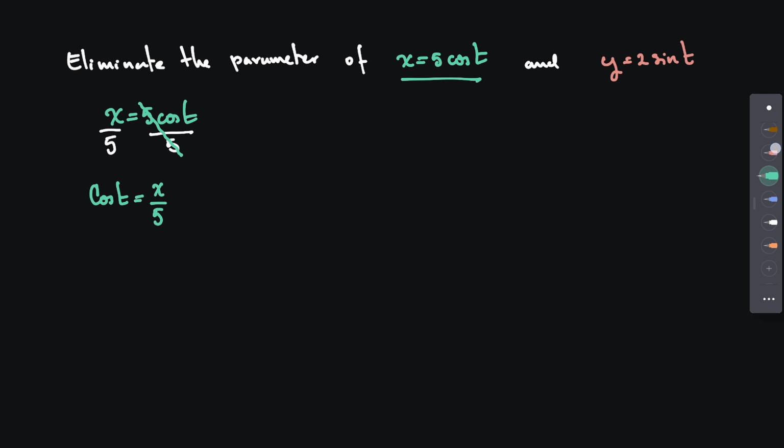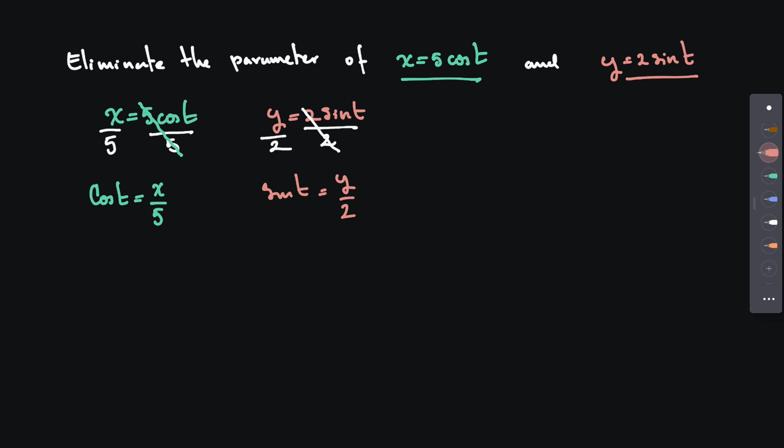So now let's do it with the other one. So we're going to solve this one for sine of t. So we have y equal to 2 sine of t. And again, if we want to get rid of that 2, to isolate sine, we divide by 2 on both sides. This is gone, and we get that sine of t is equal to y over 2.